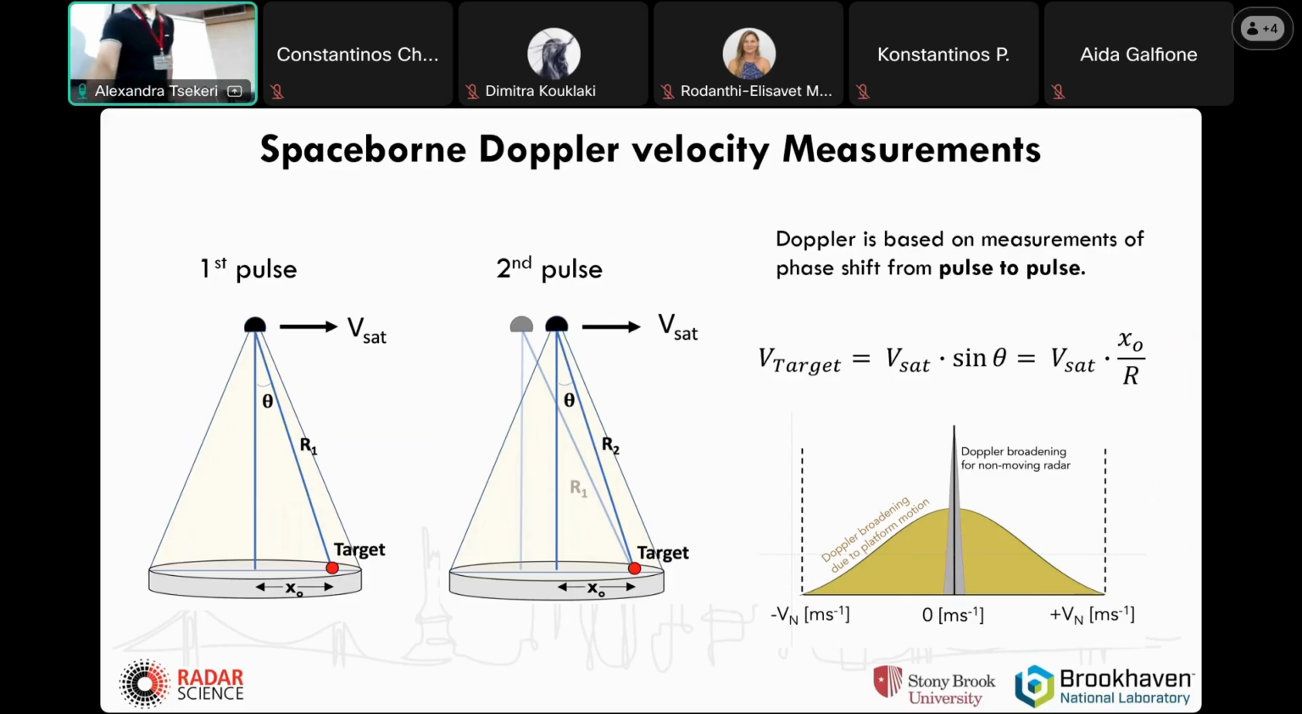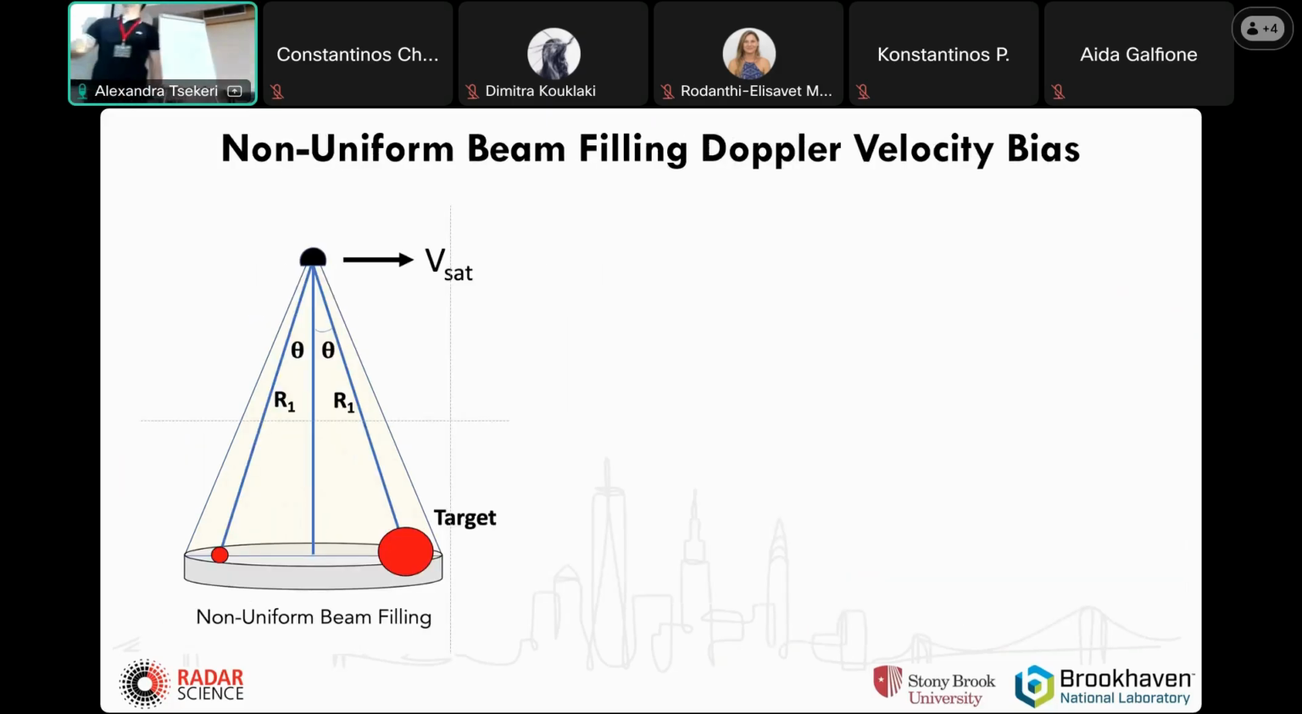But what if EarthCARE moves to an environment where the forward target is much bigger than the backward target? This part of the beam, which is forward, is saying I'm going up. And this back part of the beam says I'm going away. But they don't have the same strength. None of them is moving. They're just different scatterers. So it makes the Doppler look like it's going up because it's not balanced.